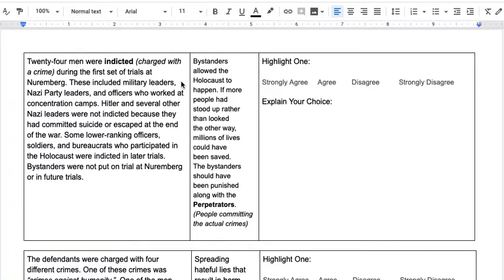So this one here is asking you the questions about bystanders. Bystanders allowed the Holocaust to happen. If more people had stood up rather than looked the other way, millions of lives could have been saved. The bystanders should have been punished along with the perpetrators, and just in case, perpetrators are people committing the actual crimes. So what I'm asking you here is, does a bystander, a person that is looking at a crime and does nothing about it, is that person guilty just like the person that's actually committing the crime?